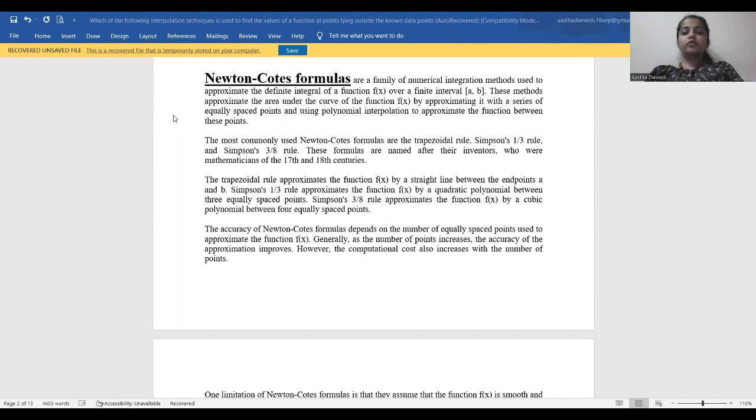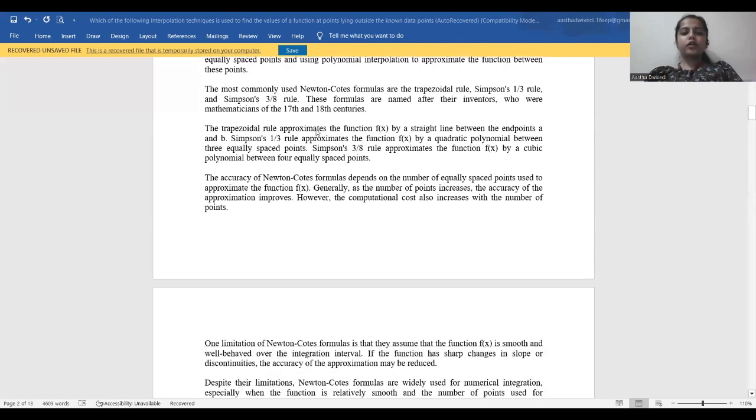The most commonly used Newton-Cotes formulas are the trapezoidal rule, Simpson's one-third rule, and Simpson's 3/8 rule. These formulas are named after their inventors, who were mathematicians of the 17th and 18th centuries. The trapezoidal rule approximates the function f of x by a straight line between the endpoints a and b. Simpson's one-third rule approximates the function f of x by a quadratic polynomial between three equally spaced points. Simpson's 3/8 rule approximates the function f of x by a cubic polynomial between four equally spaced points.